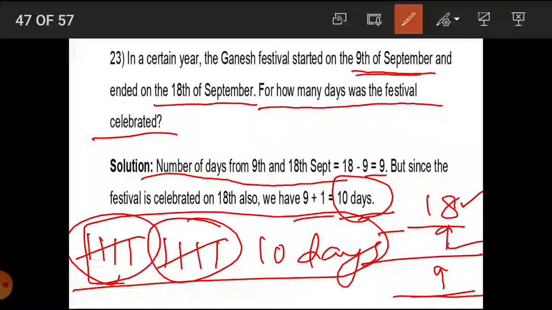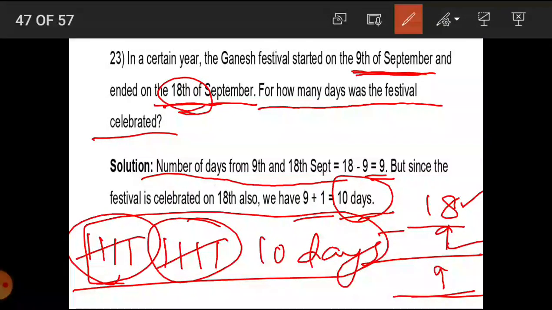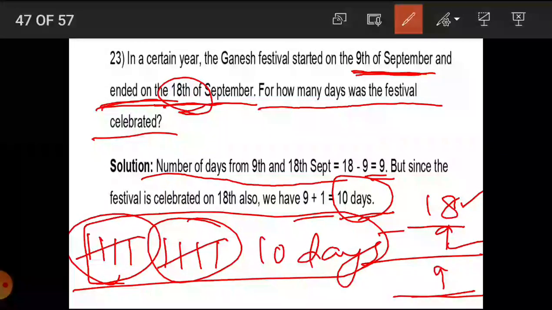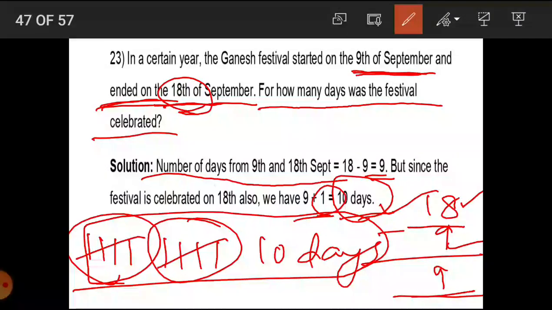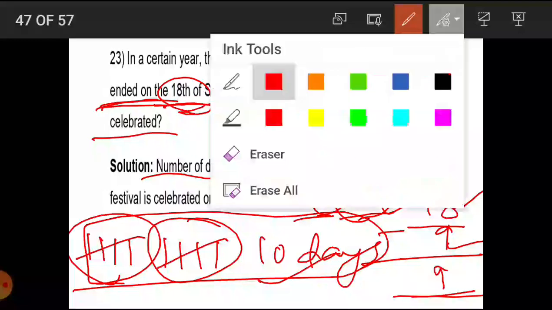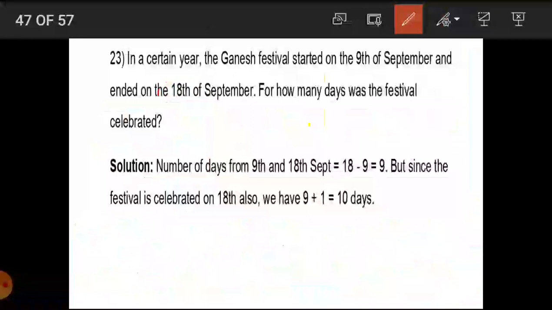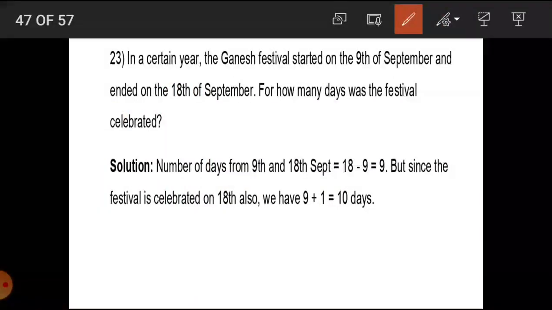But the easiest step is we are going to subtract 9 from 18, so it will be 9 days. But as the festival is celebrated on 18th also, since it ends on 18, you can see the statement says ends on 18, which means 18th is also celebrated. So we are going to add 1 to the answer, and here also you will get the same answer, that is 10 days. And with our counting method also we have received the answer 10 days. So both the methods are right. Hope you all have understood, students. Yes. Now coming to next.